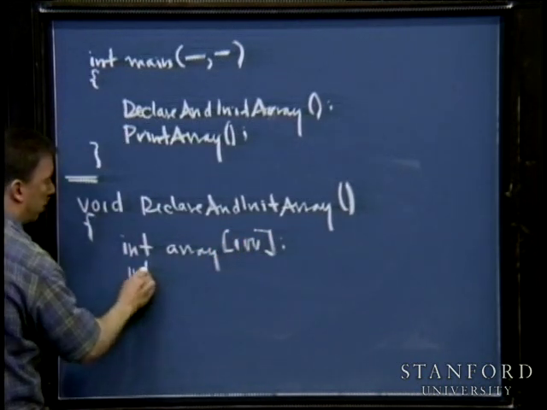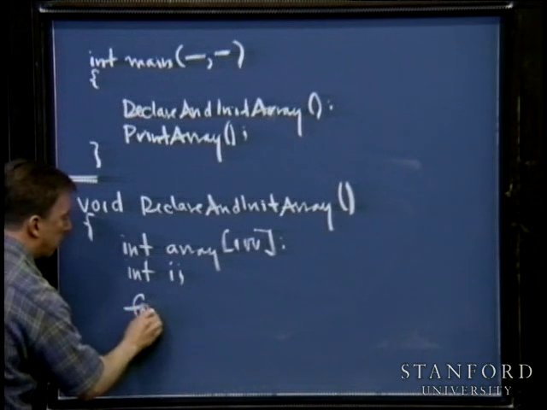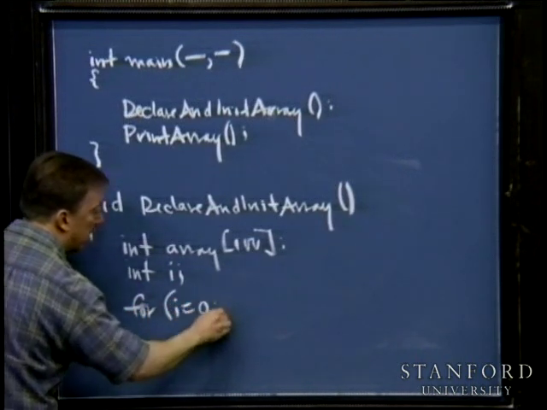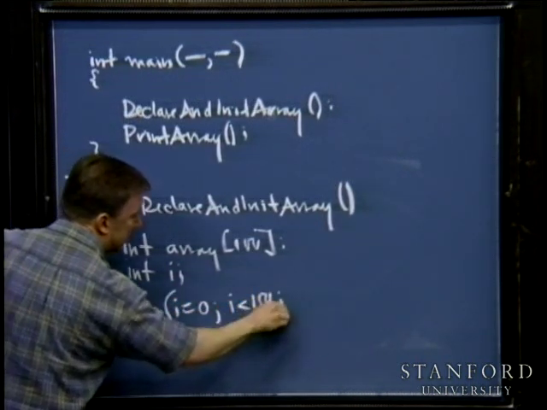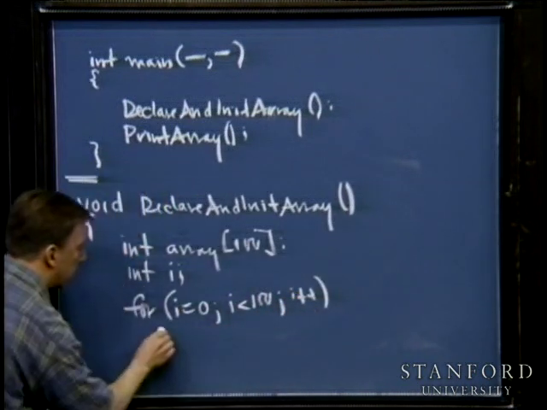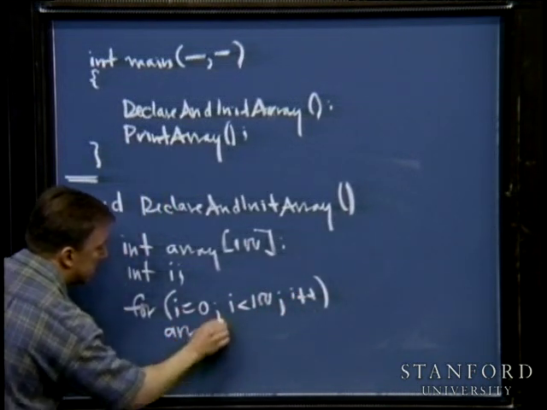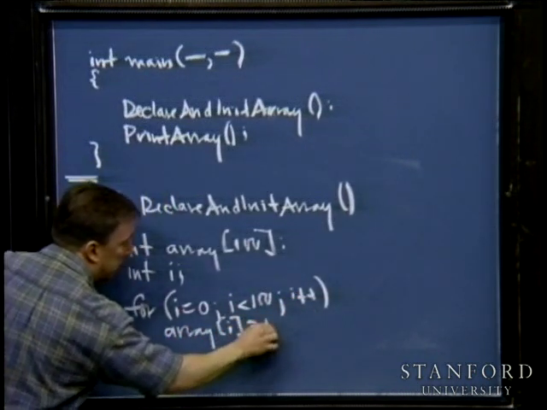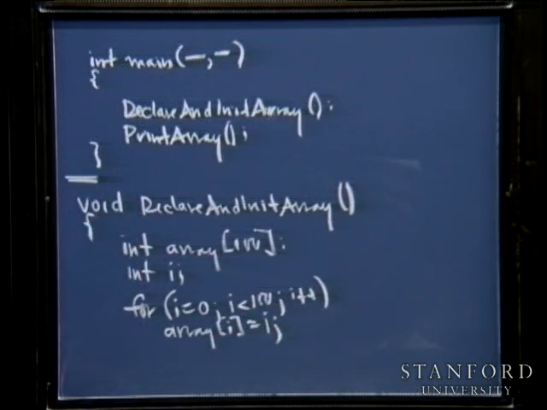They declare the for loop variable i. They're not going to overrun the bounds this time. They're going to get it right. And they're going to set array of i equal to i. Okay. So that's a beautiful little code snippet.